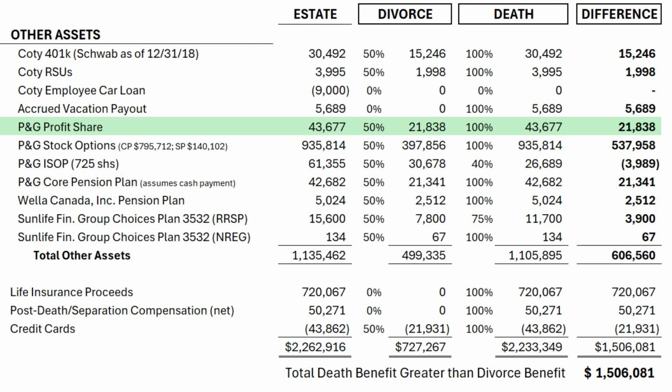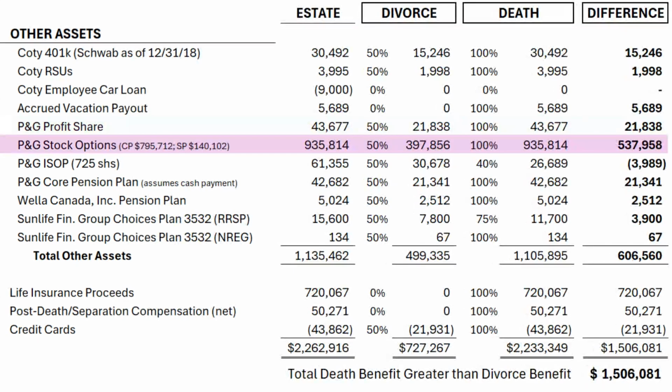That's correct. All right. Let's look at the next one, which looks like it's one of the largest numbers, the P&G stock options, which was valued at $935,814. How does that work? These are the stock options that we talked about a little bit earlier. So part of this is separate property because after separation, the portion that vests is allocated to Mr. Sementilli in a divorce situation.